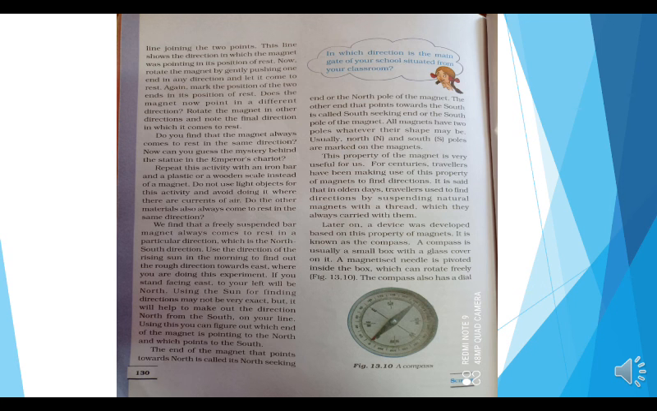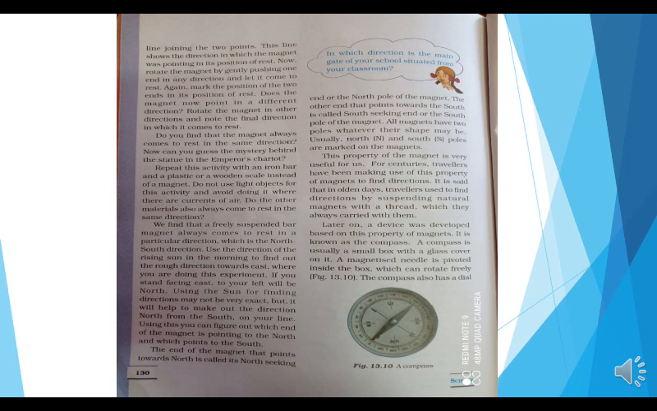Repeat this activity with an iron bar and a plastic or a wooden scale instead of a magnet. Do not use light objects for this activity and avoid doing it where there are currents of air. Do the other materials also always come to rest in the same direction? Now do this activity in other directions also.